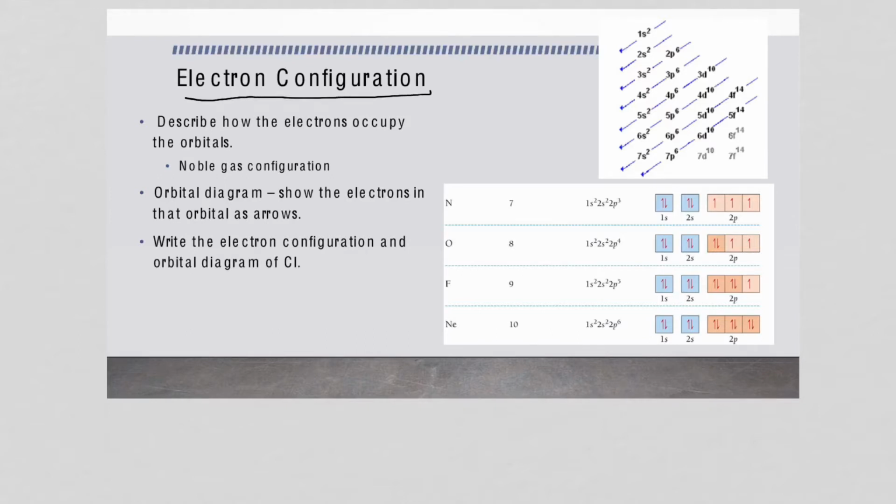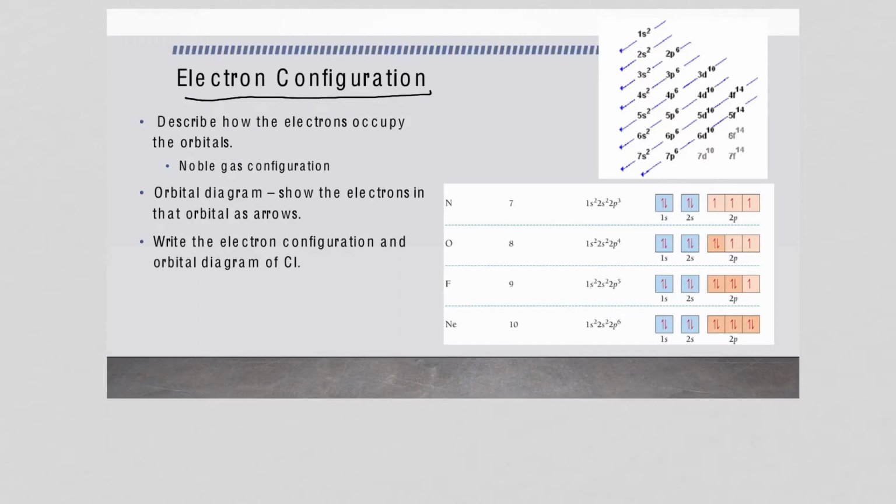So the electron configuration is just a symbolic way to represent where the electrons of a given element are. So what orbitals they exist in. And we'll go through how to write this out in just a second.